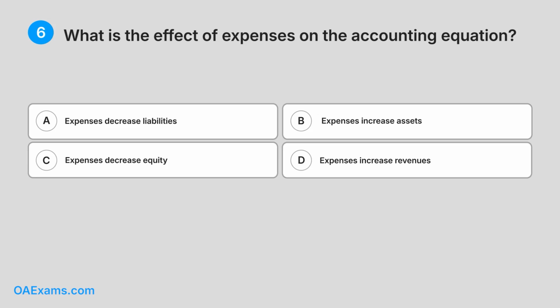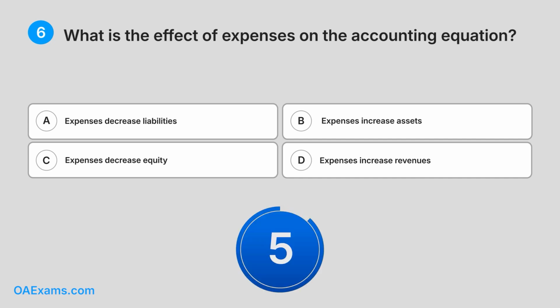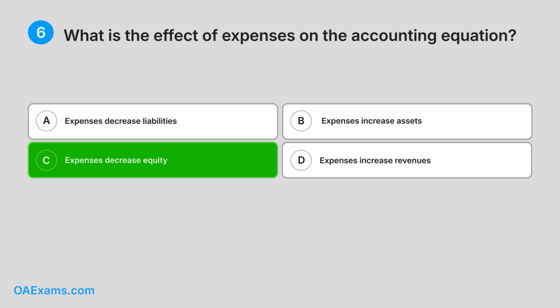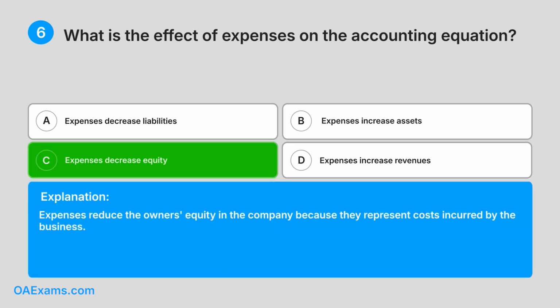6. What is the effect of expenses on the accounting equation? A. Expenses decrease liabilities. B. Expenses increase assets. C. Expenses decrease equity. D. Expenses increase revenues. What do you think is the answer? Correct answer: C. Explanation: Expenses reduce the owner's equity in the company because they represent costs incurred by the business.